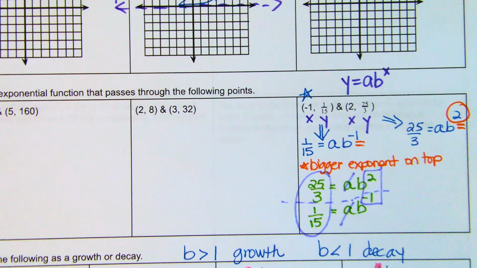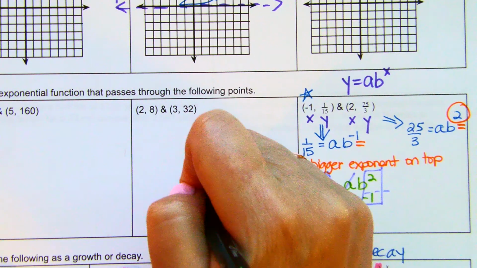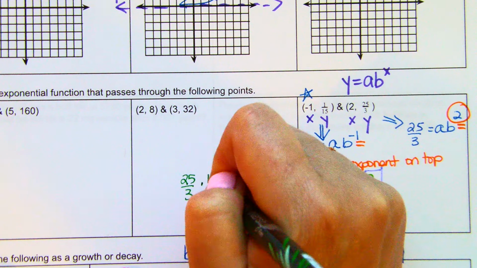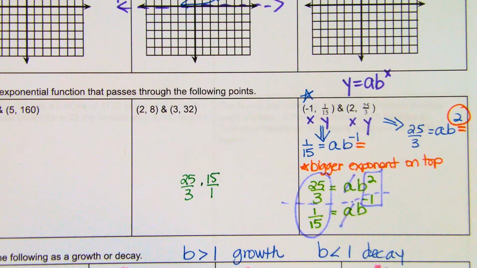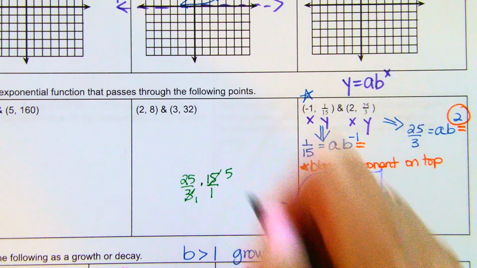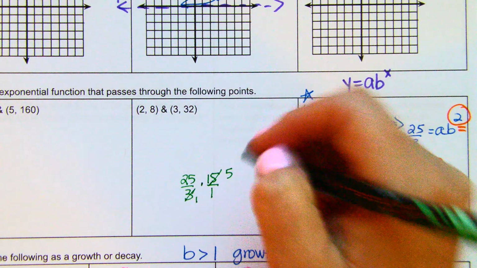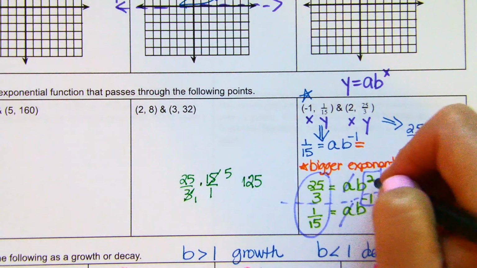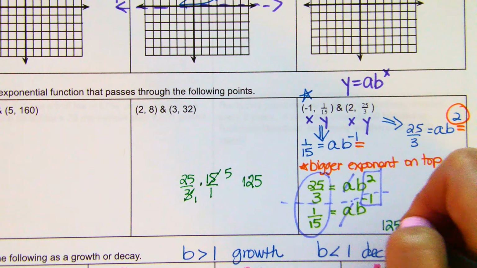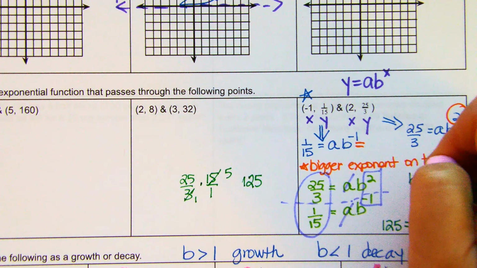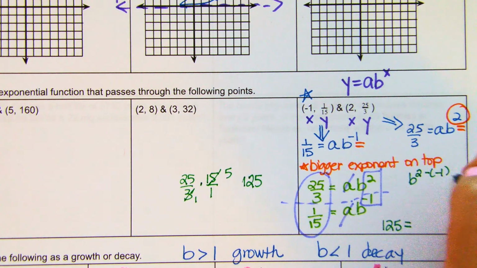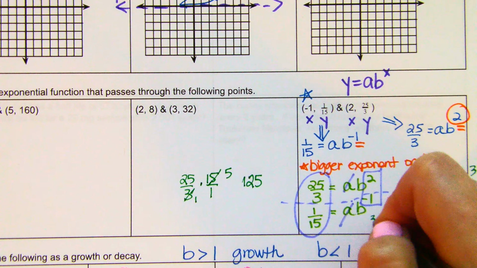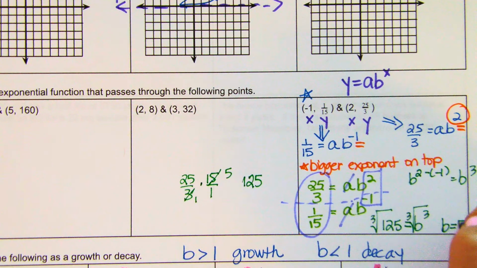So I'm going to just grab a little space from this other box here. So 25 thirds divided by 1/15 is the same thing as multiplying by the reciprocal, right? So I get 25 times 5, which is 125. Okay, and then so I get 125 is equal to, and then over here, 2 minus a negative 1 is equal to b cubed. Then I'm going to take the cube root, so I get b is 5.